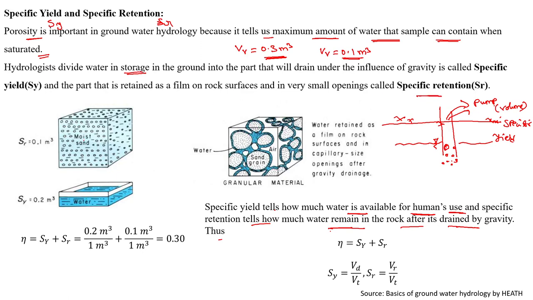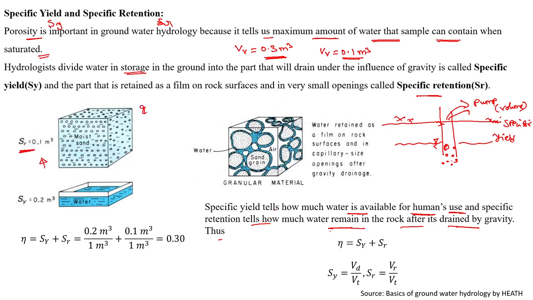Specific retention is proportional to the pore size. If you go to finer sizes like clay or sand, there will be more specific retention compared to the specific yield. That's why, when we talk about geological formations, an aquiclude does not percolate anything, but it has storage. An aquitard has storage and it percolates, but not the amount we require, because the specific retention is more.